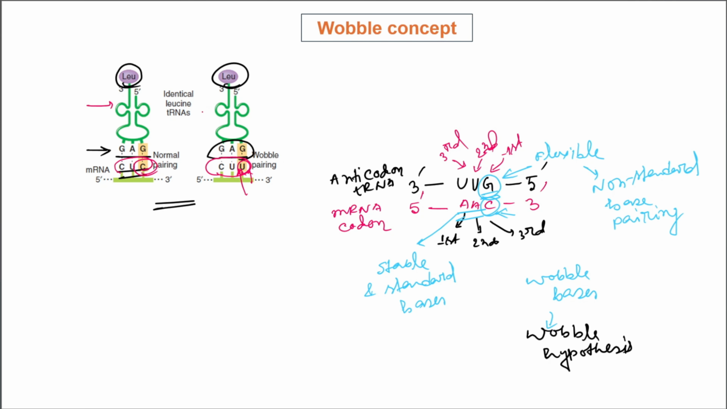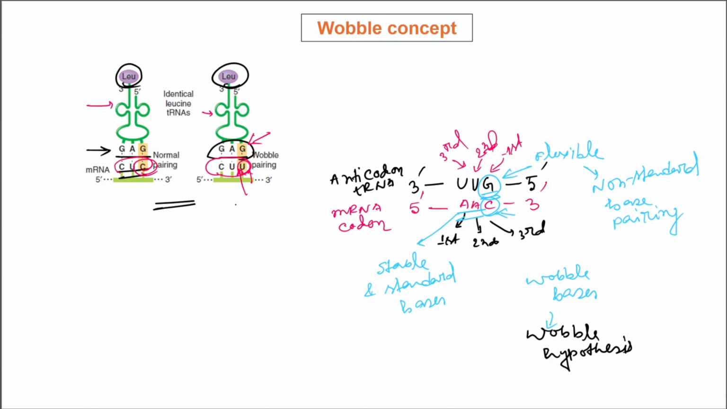This is the same tRNA that can read the CUC, and also CUU, so multiple codons can be recognized. This flexibility at the 5' anticodon position, so this is the 5' anticodon position, can make small movements that adjust the geometry of pairing. And this wobble pairing allows a single tRNA to interpret multiple codons, making translation far more efficient. So this wobble pairing allows one tRNA to read multiple codons.